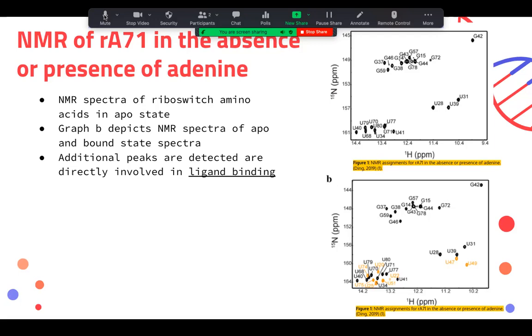As you can see in the previous and post NMR spectra, many of the former residues don't have a major shift in ppm. So if we can go to the next slide.